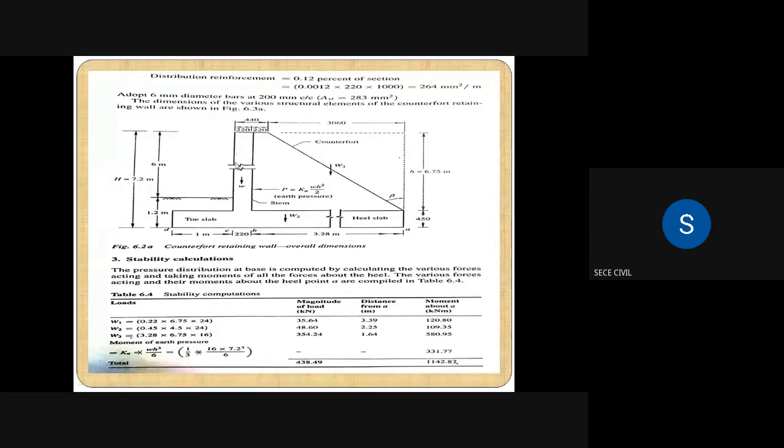The weight is acting in this portion only, self weight of the stem is 220 mm only. So at the center only, this 35.64 kilonewton acts. So 220 divided by 2, that is 110 mm. So 3.28 plus 0.11 meter, we'll get center distance as 3.39 meter. In the stability calculation, we are taking moment at the point A. So 35.64 into 3.39, we are getting moment at point A as 120.80 kilonewton meter.